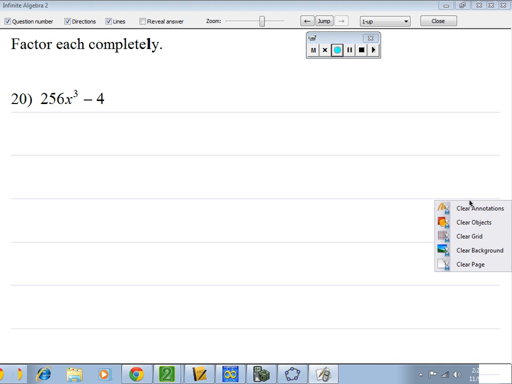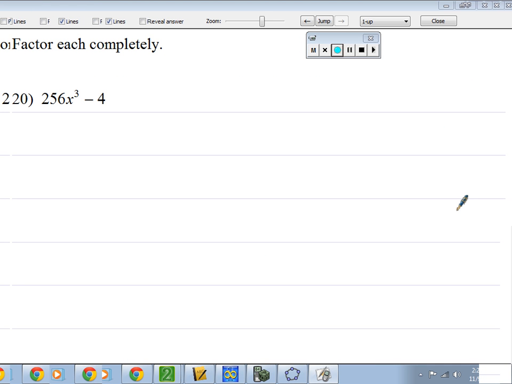GCF, so let's look at problem 20. On 20, 256 is not a cube, and 4 is not a cube. But do 256 and 4 have something in common? Let's divide them both by 4. Let's factor out a 4. So 4 times what's 256? 4 times 64x cubed. What's 4 times what's negative 4?